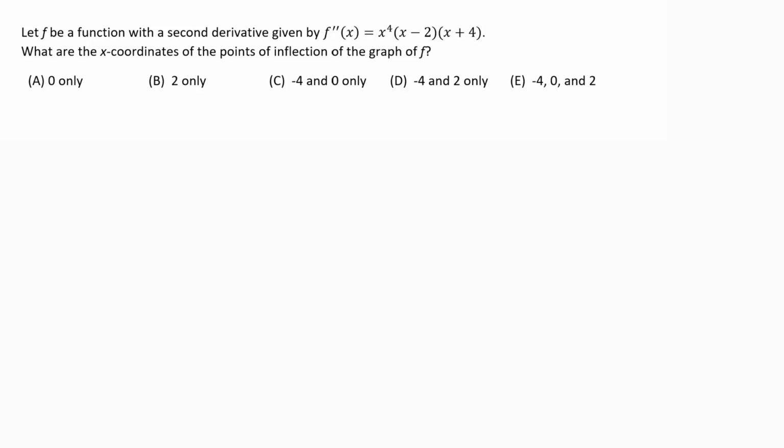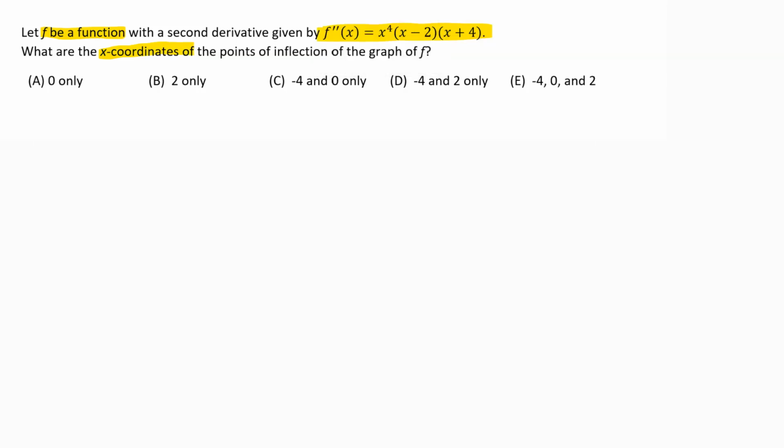Let's see what's going on here. So we've got f is a function, cool. And then we've got the second derivative of f given to us right here. And then they're asking us at what x coordinates are the points of inflection.